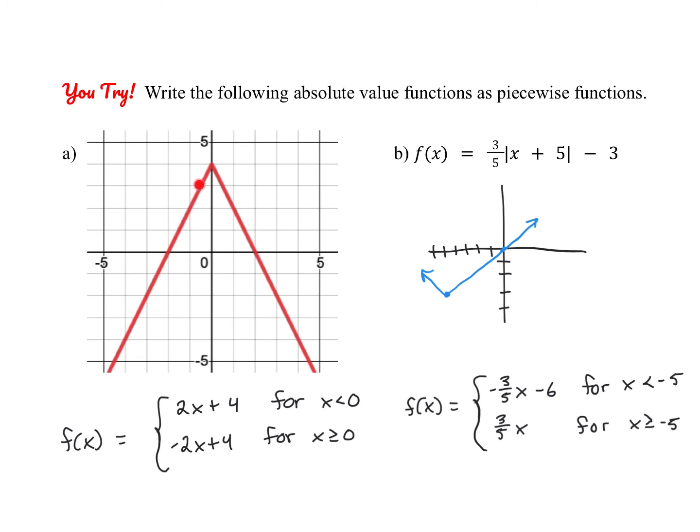For our first one, everything to the left of 0, this line has a slope of 2 and a y-intercept at (0, 4), and everything to the right or including 0, this has a slope of -2 and also a y-intercept at 4. For the second function, if you do a quick sketch, you can see it looks something like this. Everything to the left of our vertex, which is at x equals -5, this graph has a slope of -3/5, and if you continued on that slope, you'd see we have a y-intercept at (0, -6). And to the right, we have a slope of +3/5, and it actually goes through the origin. That's our y-intercept.